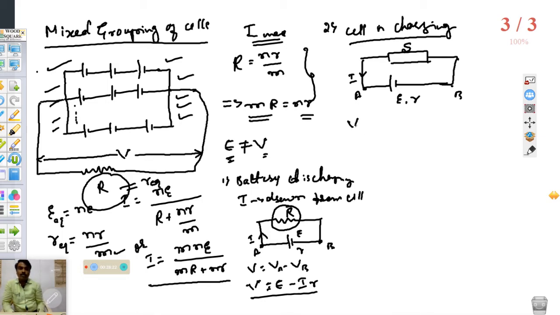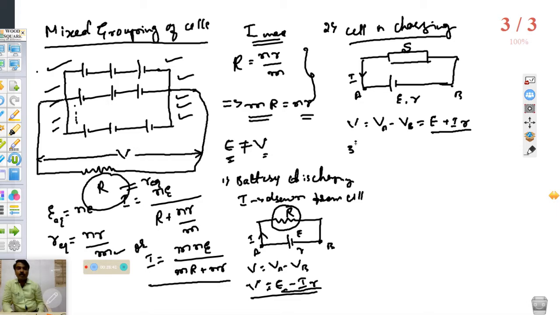So the total PD is equal to VA minus VB, which is given by E plus I times r, since the current is reversed. So the equation changes here: we are writing E plus Ir.